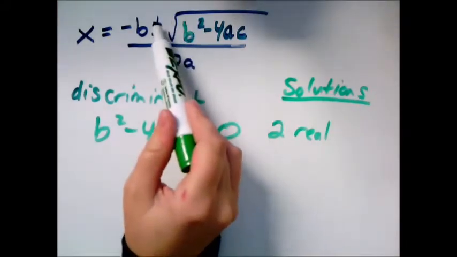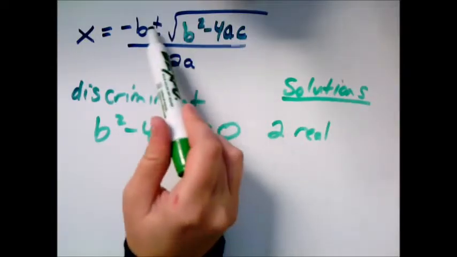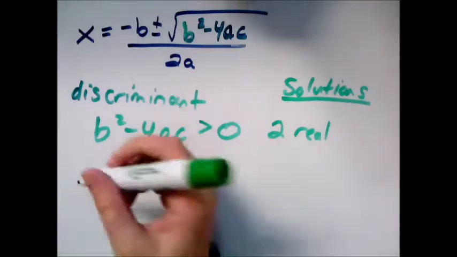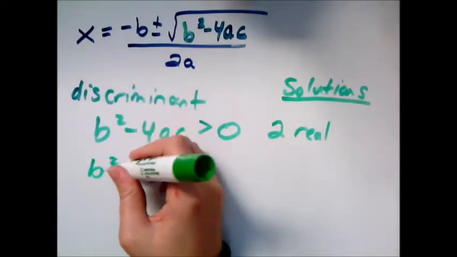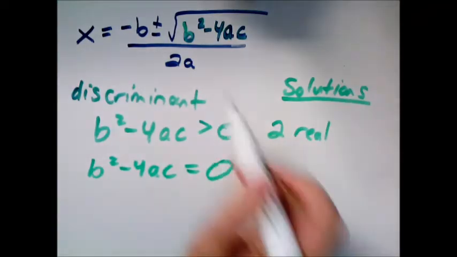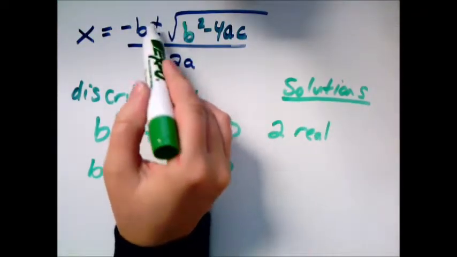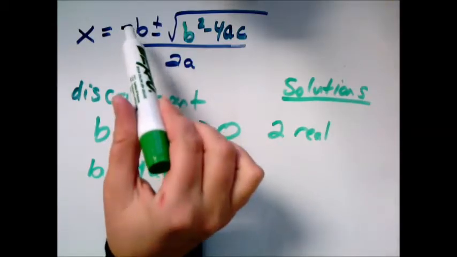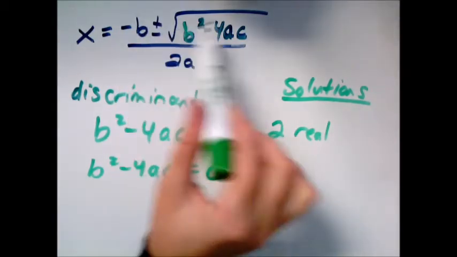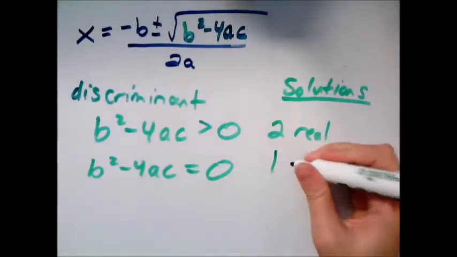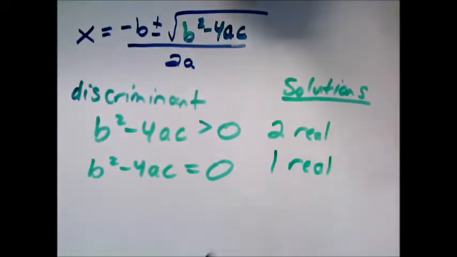Because picture the plus minus, right? If I have the square root of something, and I do plus something and minus something, that's what gives me the two different answers. But if the discriminant is equal to 0, notice the square root of 0 is 0. So this plus minus doesn't really give me two different answers, because if I have some front number, let's say 5, 5 plus 0 is 5, 5 minus 0 is 5. So if your discriminant is equal to 0, you only have one real solution.